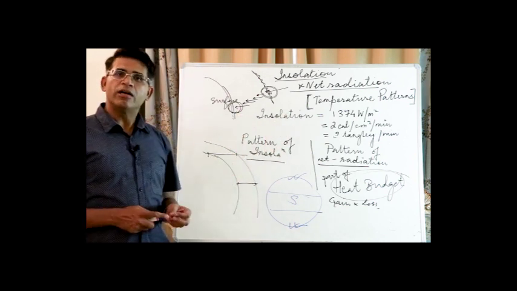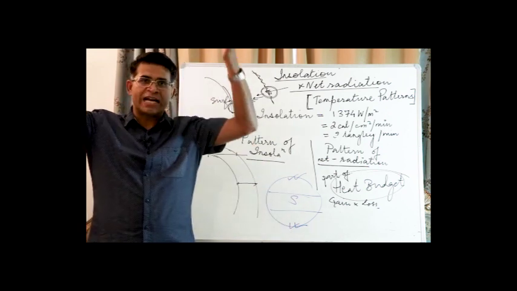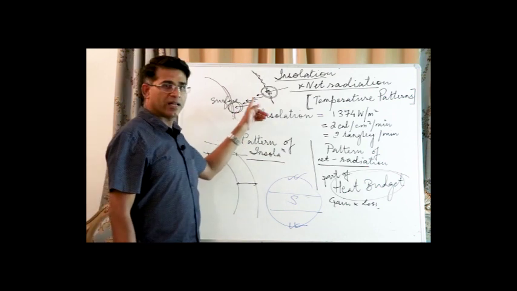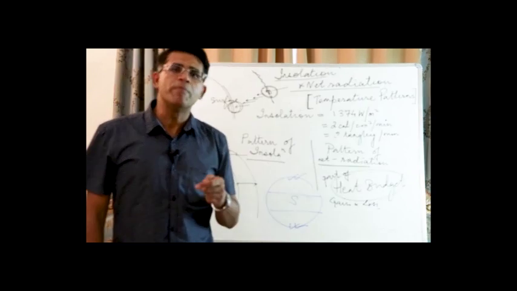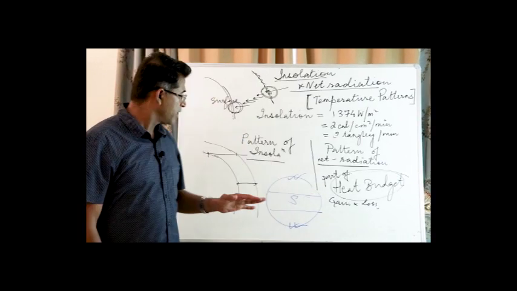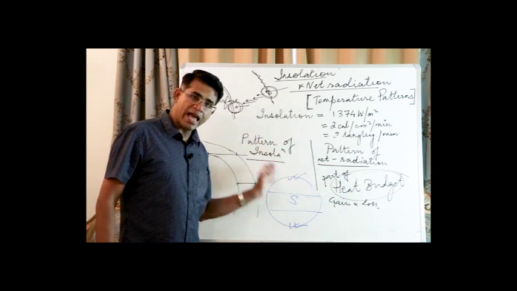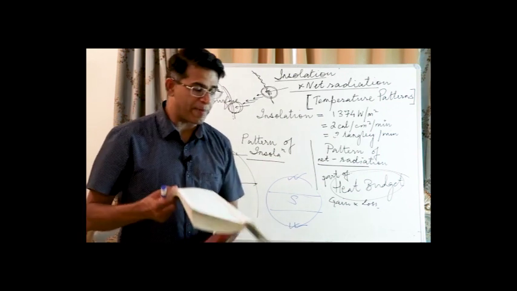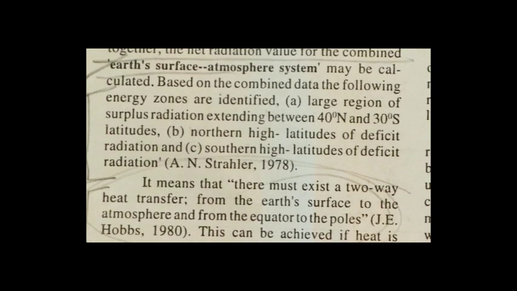Now, this mechanism operates two ways. One is a mechanism by which there is vertical transfer of energy, so that the atmosphere and the surface tend towards equalization. Plus there will also be some kind of transfer across latitudes. Energy must go from the areas of low latitudes towards high and then back. So I repeat the sentence, page number 50, first column, last lines. It says it means that there must exist a two-way heat transfer from the Earth's surface to the atmosphere and from the equator towards the poles.